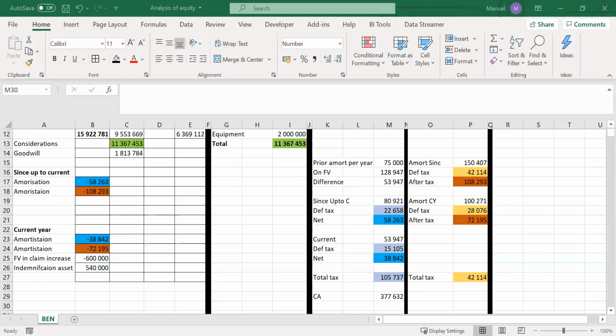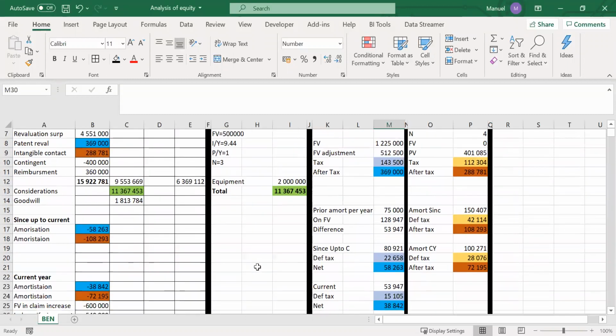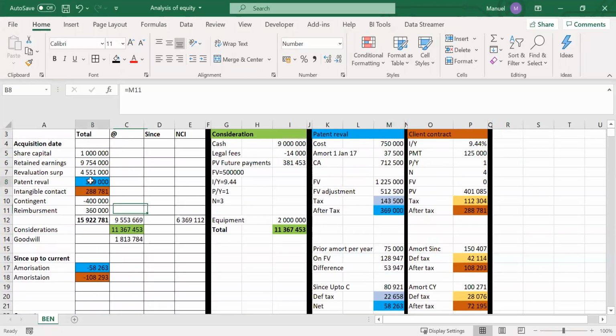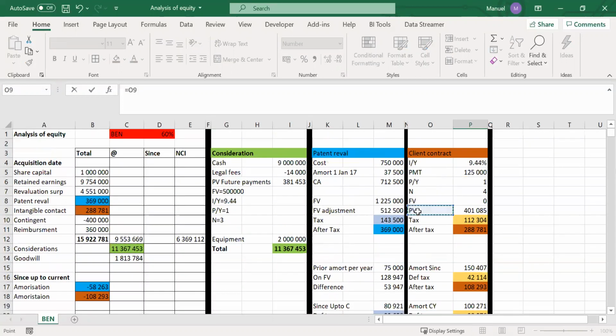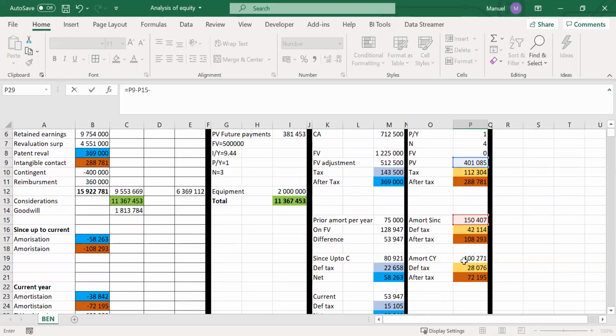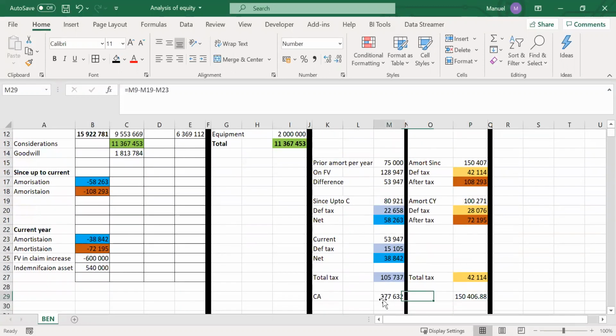Let's go back to our analysis. Okay, so that covers the patent. We also then have the intangible asset. For the intangible asset, we will also have a value that we raised at the acquisition date minus our total amortizations that we've calculated. That gives us a carrying amount of 154.06.